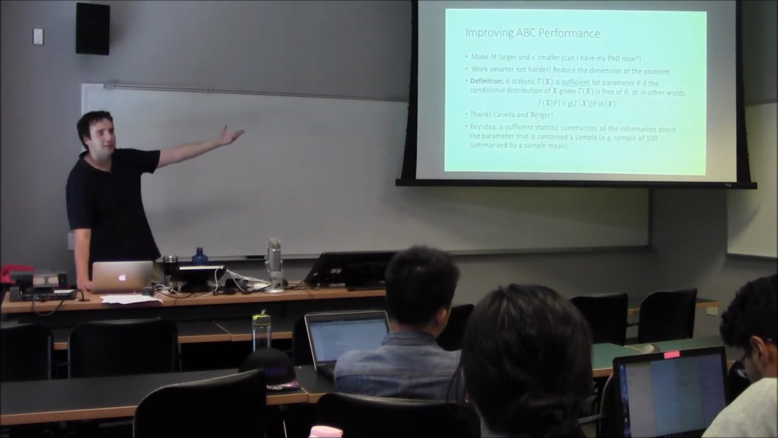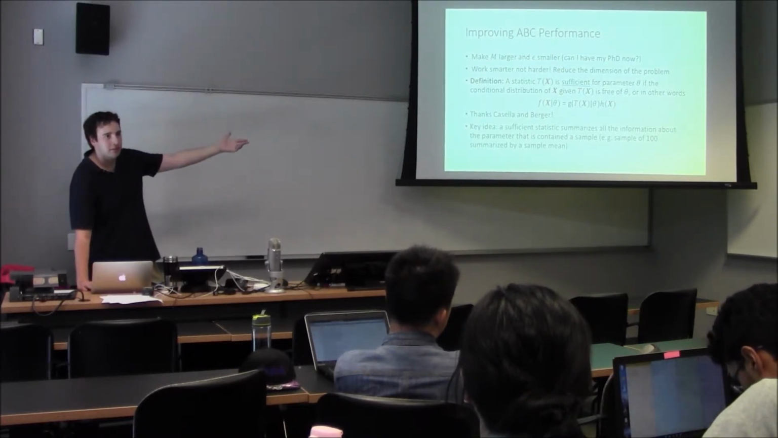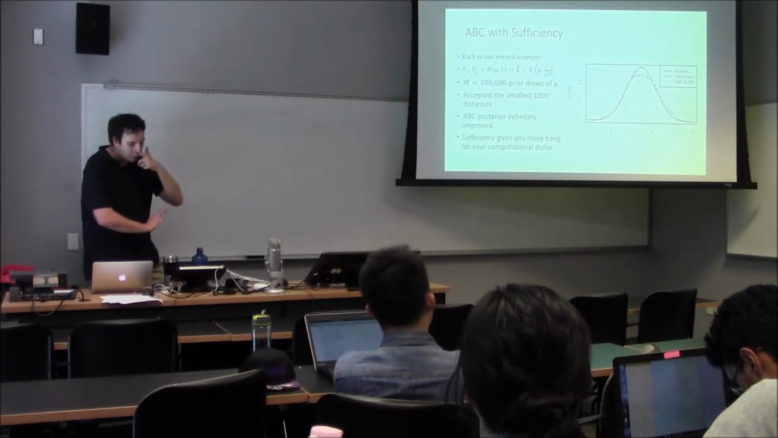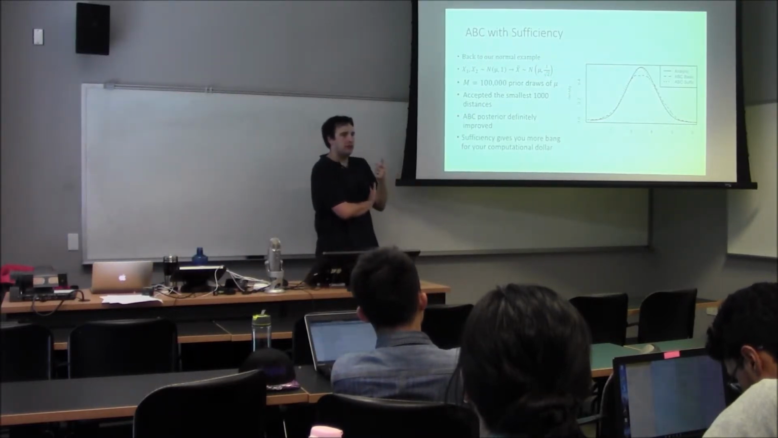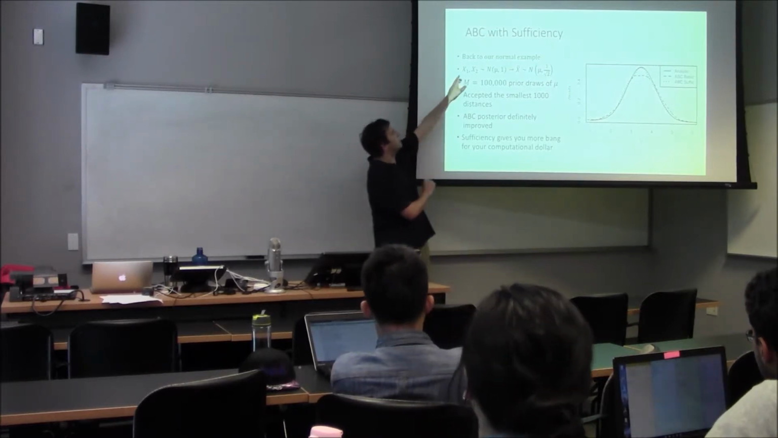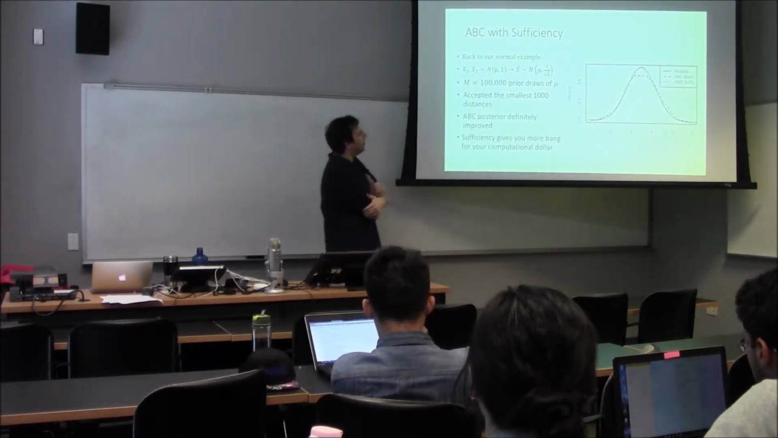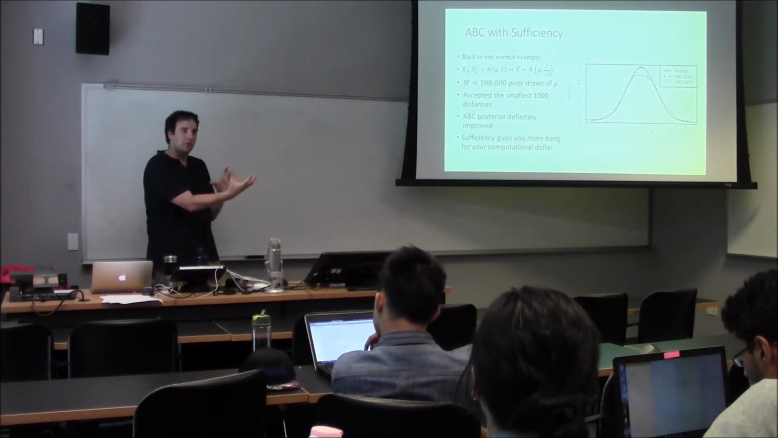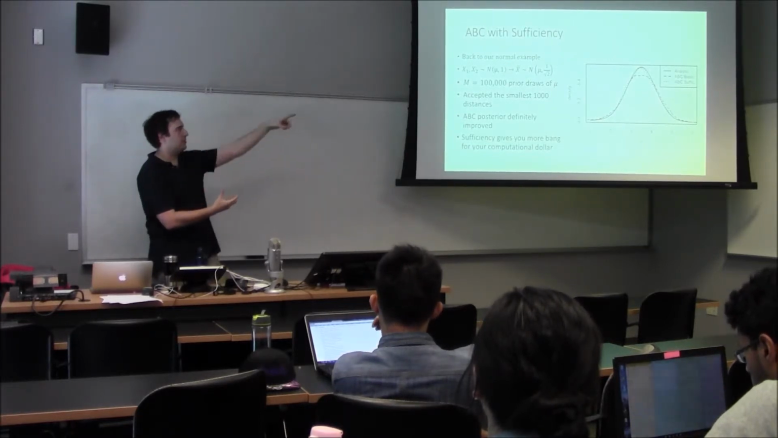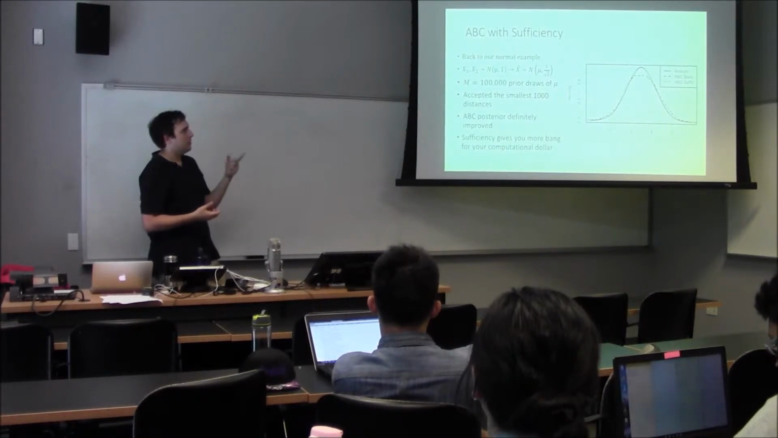Yeah, so let's apply this idea to ABC. Back to that same normal example. Before, we were simulating two observations, an x1 and x2, both normal with mean mu and variance 1. Instead now, let's try to match the sample mean. The sampling distribution of that sample mean is going to be normal with mean mu and a variance of 1 over square root 2.